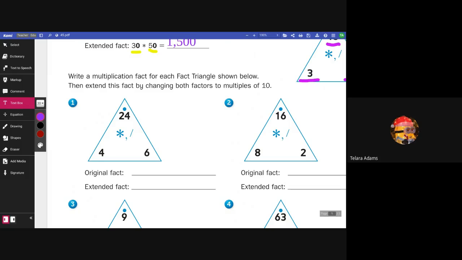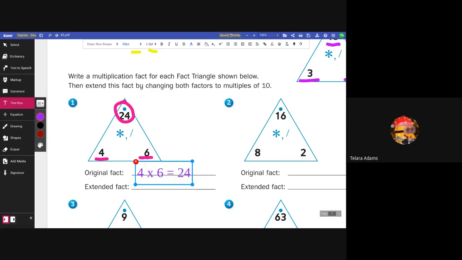Looking at number 1, you tell me this time, what is my original fact in this triangle? Yes, 4 times 6 equals 24. We'll talk about this division sign later, but for right now, we are just focusing on our multiplication facts. My original fact, 4 times 6 equals 24.